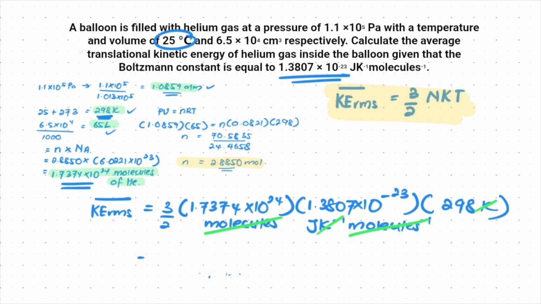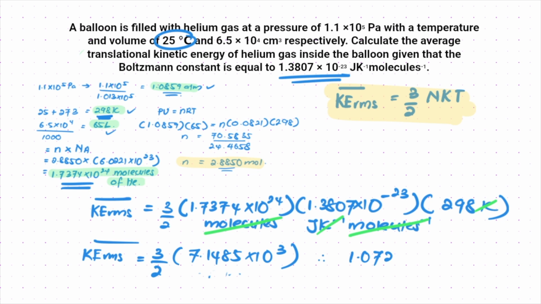Therefore, we can say that the average translational kinetic energy, KE RMS, is equivalent to 3 over 2 times 7.1485 times 10 to the power of 3. Therefore, you will get 1.0722 times 10 to the power of 4 joules. So this is the final answer for this question.